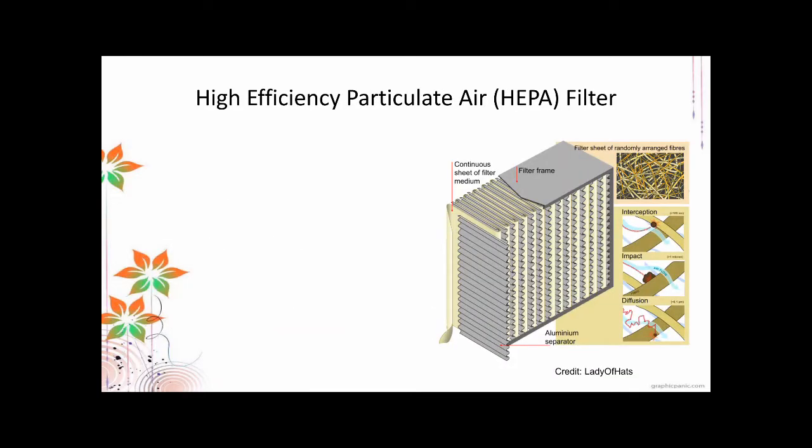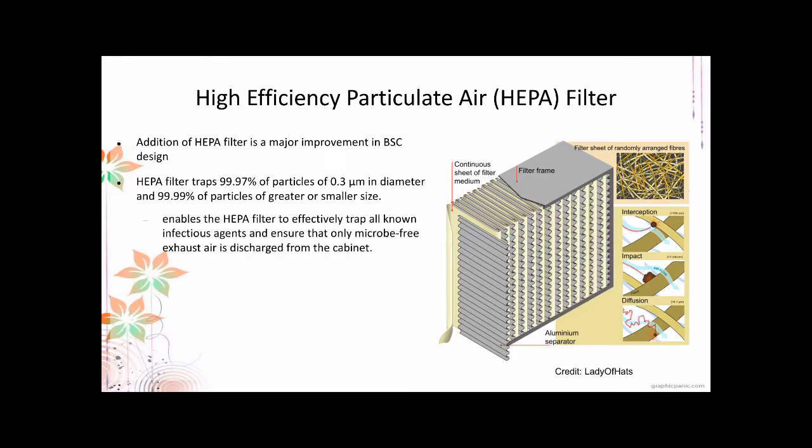One main component of the BSCs is the HEPA filter, or the high efficiency particulate air filter. The addition of the HEPA filter is a major improvement in the design of biosafety cabinets. The HEPA filter traps 99.97% of particles of 0.3 micrometer diameter, and 99.99% of particles of greater and smaller sizes.